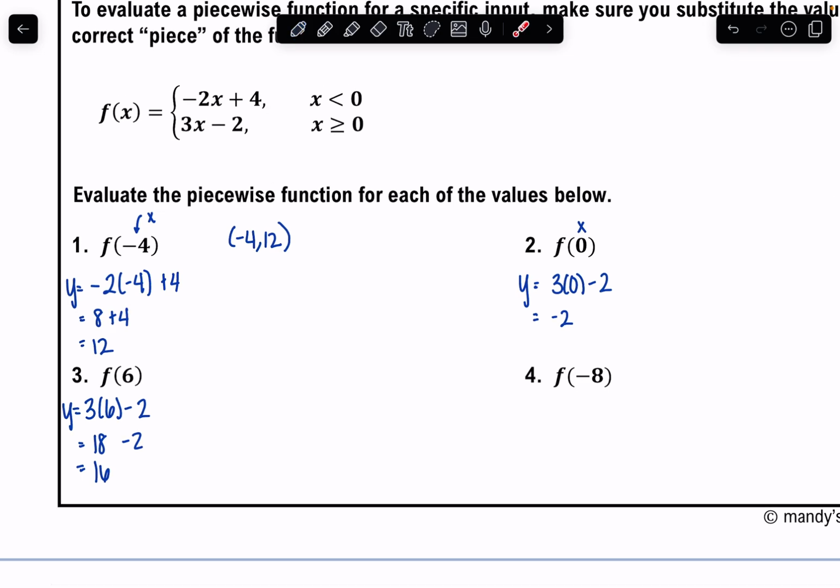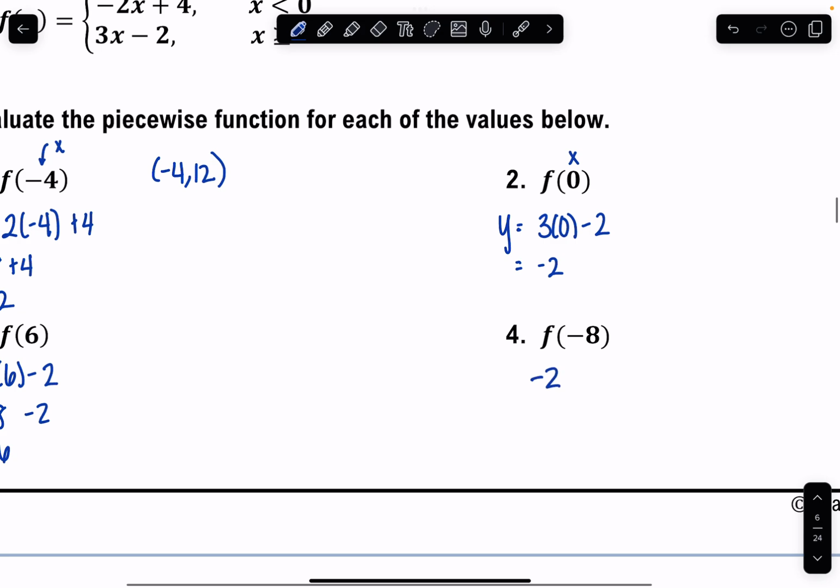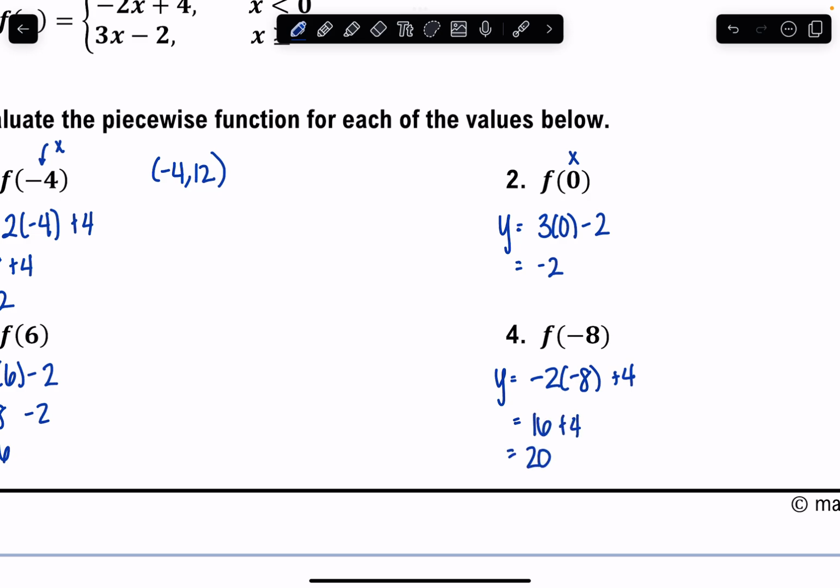And then number 4, f of -8. Again, we have a negative number, so I want to go back up to using this function because that's the one where x is less than 0. So we can say -2 times -8 plus 4. Again, we're solving for y. So -2 times -8 is positive 16 plus 4, which is 20.